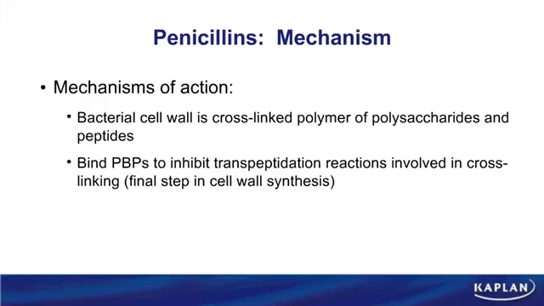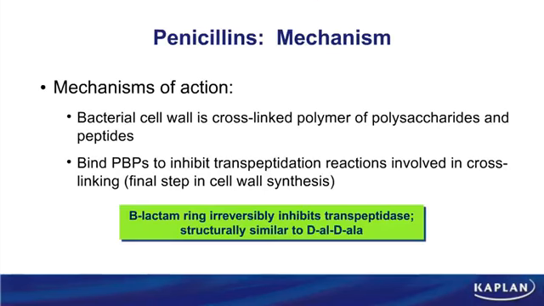Now, a specific detail is that the beta-lactam ring that all penicillins contain can irreversibly inhibit the transpeptidase enzyme. In fact, these drugs are structurally similar to the D-Ala-D-Ala portion of the cell wall. And that's part of the mechanism why these drugs are going to bind and specifically inhibit transpeptidation.